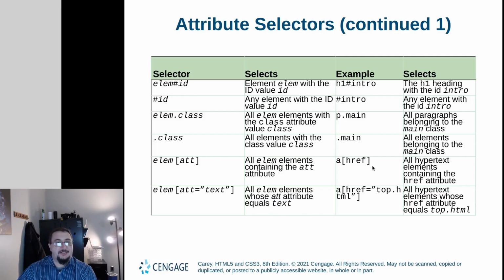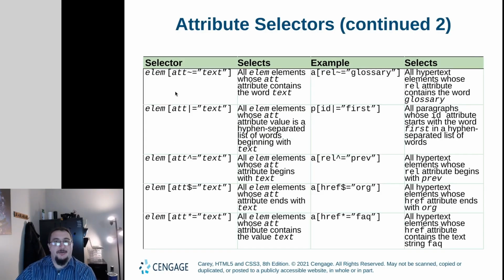For hypertext, you have to use the element and attribute option with the A bracket href. And then you have to use this here for attribute equals text. So specifically anything where the link is top. You can also use a little bit more of a generic. You can look for tags that contain the word glossary. You can search for ID tags that specifically have the word first in them.